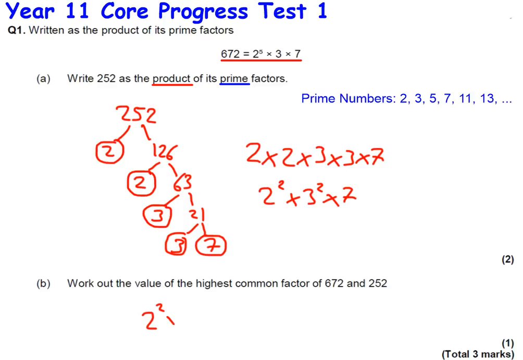Now we're going to look at the next number, which is 3, and we can see that the highest amount of 3's that we can take out is just one 3. So it's 2 squared times 3, and the next number that we look at is the 7, and we see that they both contain 7, so we need to multiply by 7. So our highest common factor equals 2 squared times 3 times 7. So that's 4 times 3, which is 12, 12 times 7, which is 84. So our highest common factor of 672 and 252 is 84.